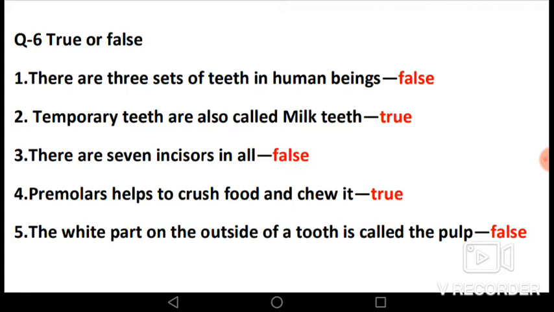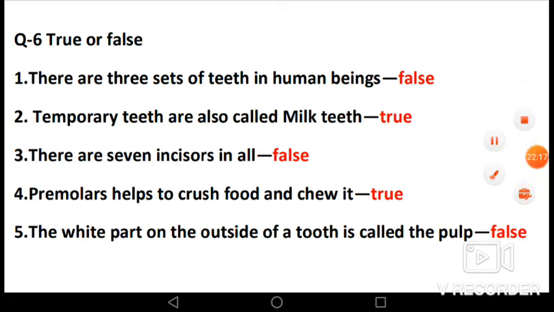Second statement: temporary teeth are also called milk teeth. The answer is true. This statement is true because the first set of teeth, temporary teeth, are also called milk teeth, baby teeth or primary teeth.